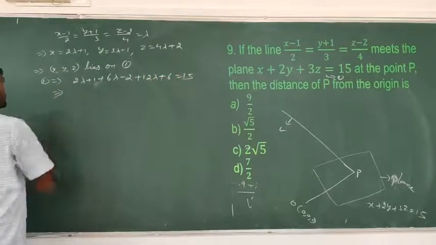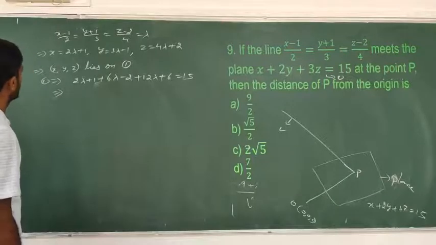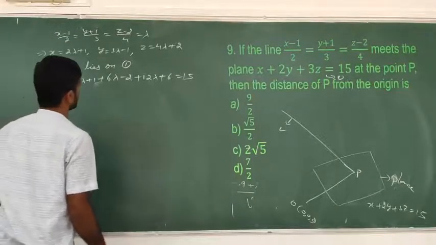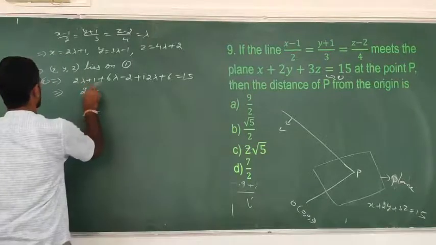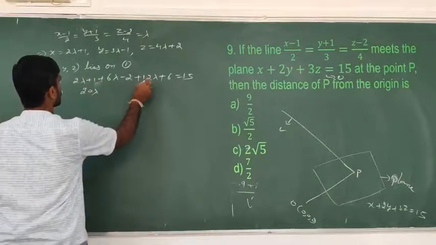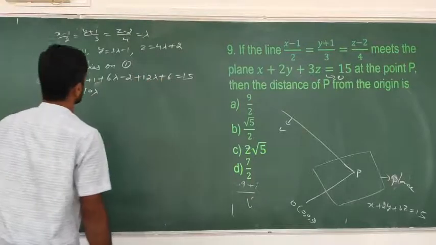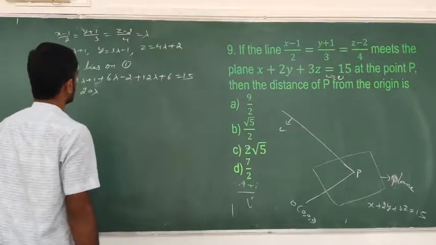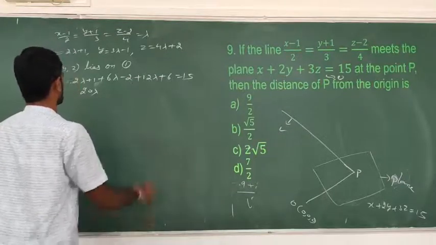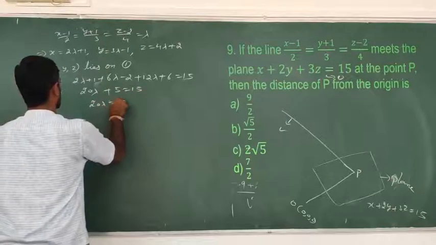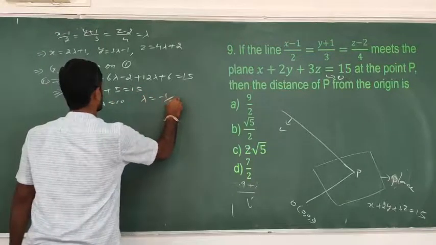So this implies that 2 lambda, 6 lambda, 12 lambda, 6 plus 2 is 8, 8 plus 12 is 20 lambda. Next 6 minus 2 plus 1, 6 minus 2 is 4 plus 1 is 5 plus 5 is equal to 15. Then 20 lambda is equal to 10. Therefore the value of lambda is minus 1 by 2.